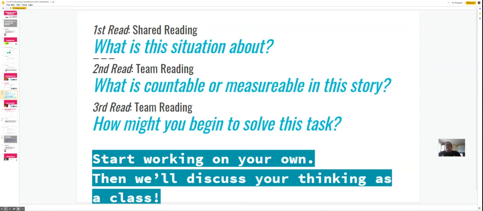A good way to solve problems is to read it 3 times. So what are they asking you? The second time you read it, what is countable or measurable? And the third time, how am I going to start this task?